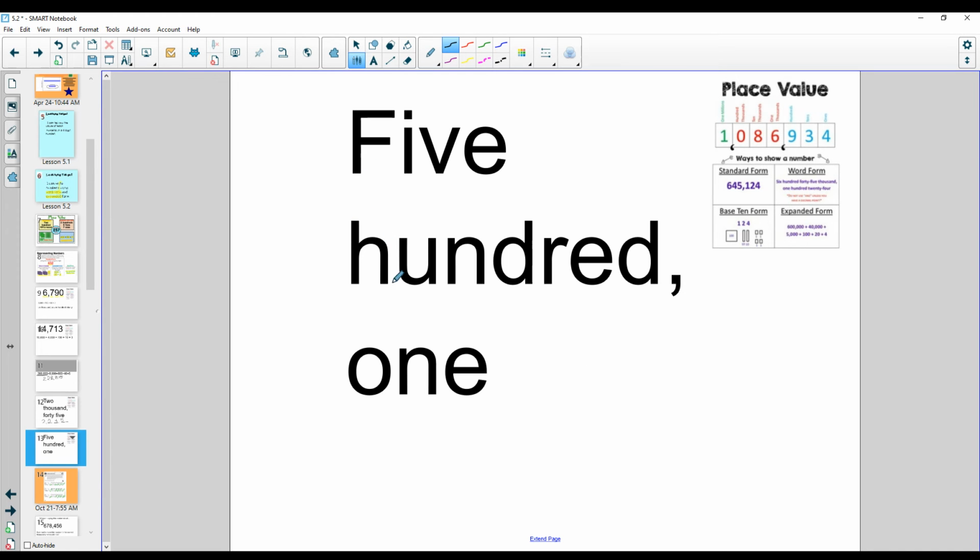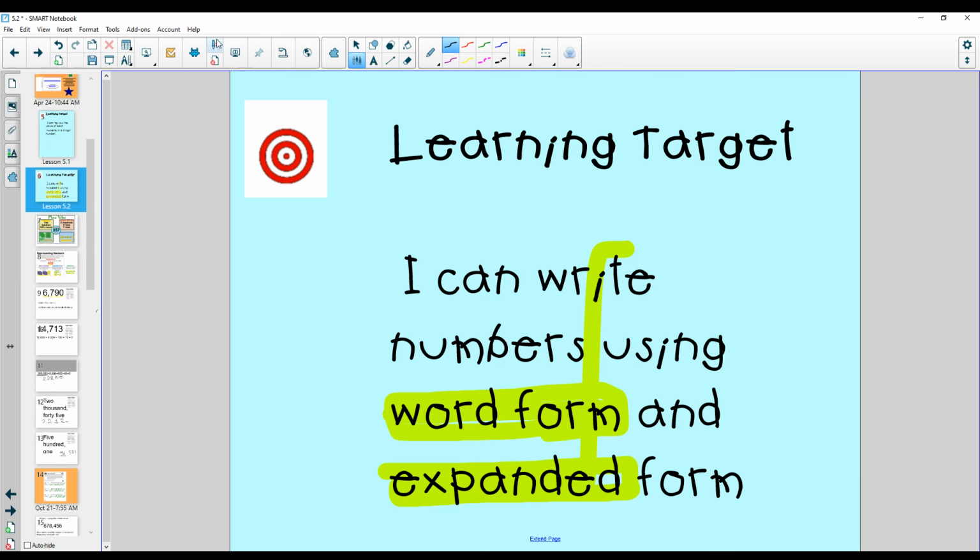Let's try this one, 501. I see a 5 and a 1. Is this 501? No, this is 51. I need a 500, and then I have a 1. There's 0 tens here. So this is taking us from both places. Practice your standard form, word form, base 10, and expanded form to make sure that you are right on target.